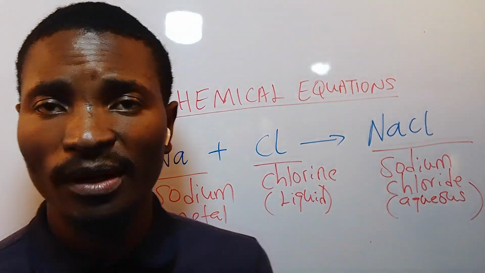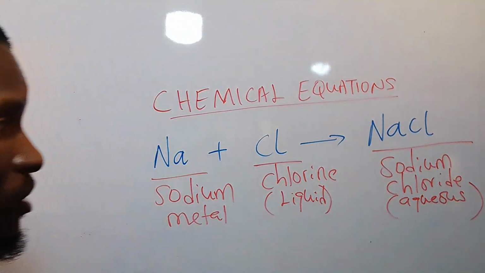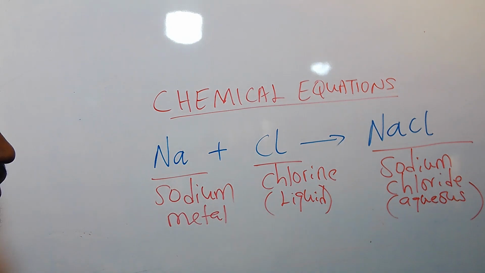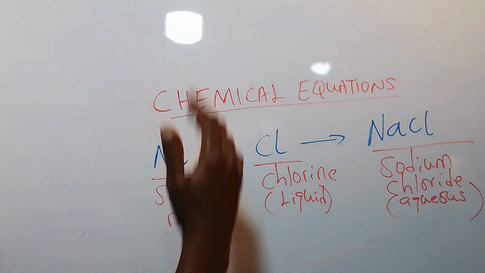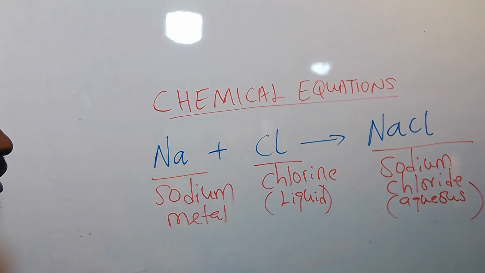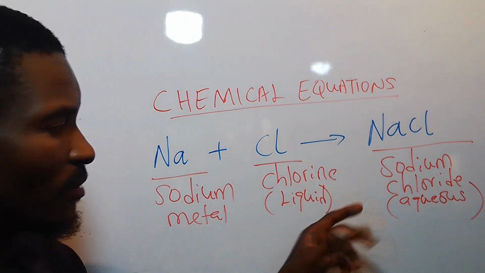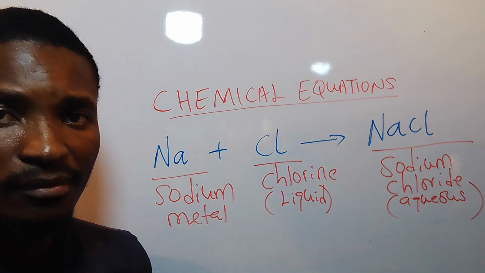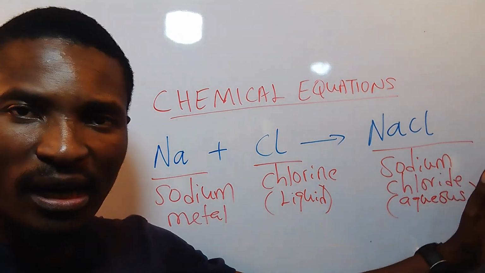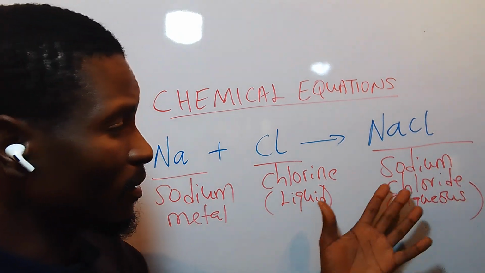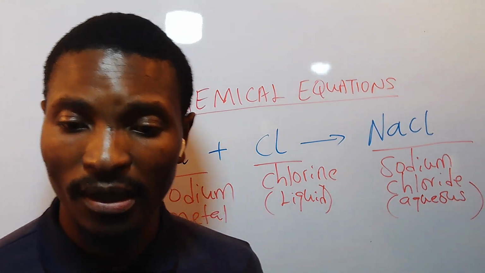Okay, so when you look at the board, I've actually tried to translate the sodium symbol, which is Na. It's a sodium metal, okay? And then chlorine, this is a liquid, okay? And then when you look at the product that is being formed, this is called sodium chloride, okay?